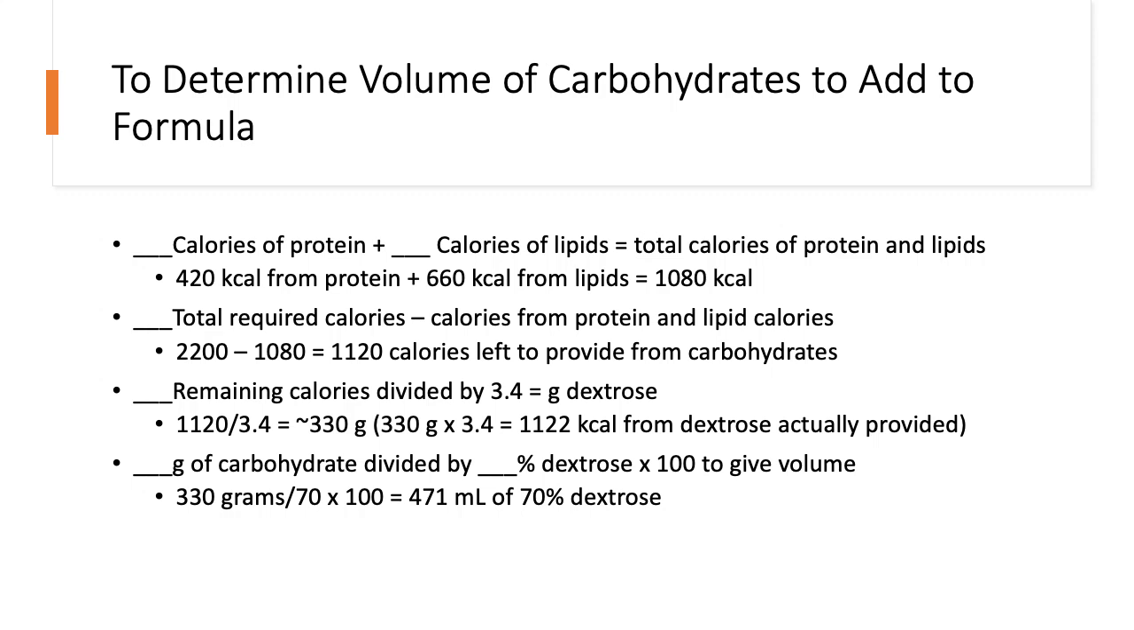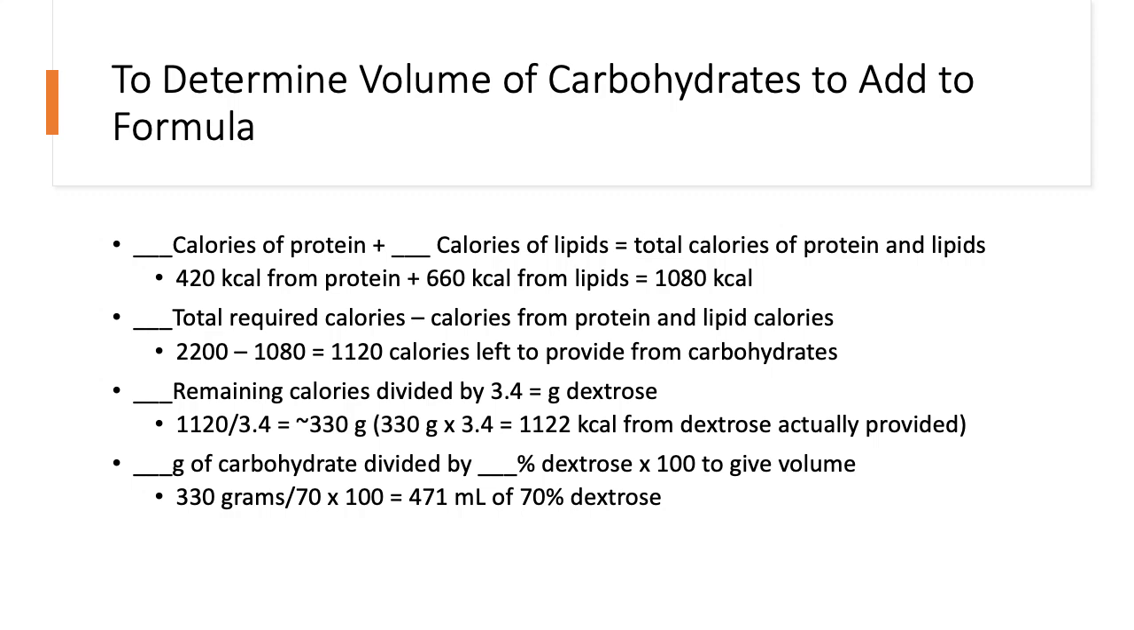So we take the total required calories and we subtract the number of calories provided by protein and lipids. So 2,200 minus 1,080 gives us 1,120 calories left to provide in the form of carbohydrate. So we take the remaining calories and we divide by 3.4 to give us the grams of dextrose. So 1,120 divided by 3.4 gives us approximately 330 grams of dextrose.